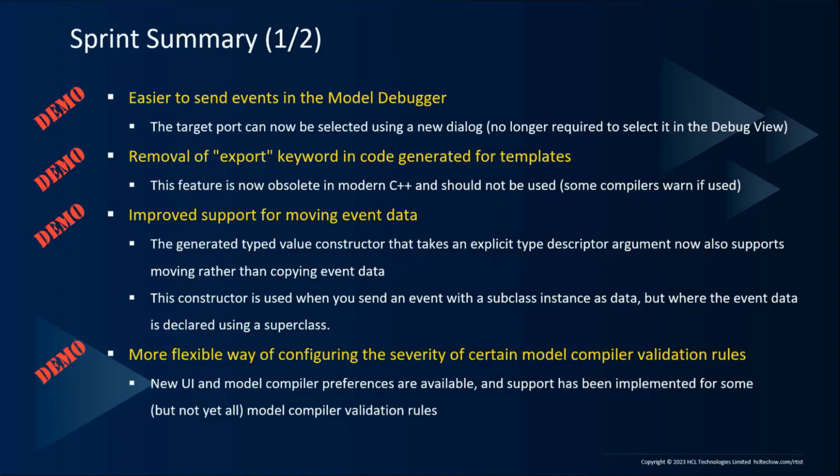So we have worked in this sprint to continue to improve the model debugger, and in particular worked on making it easier to send events. You will see it in the demo, but basically you no longer need to drop the event directly on the port, but can instead do it via a dialog. That makes it easier in many cases.